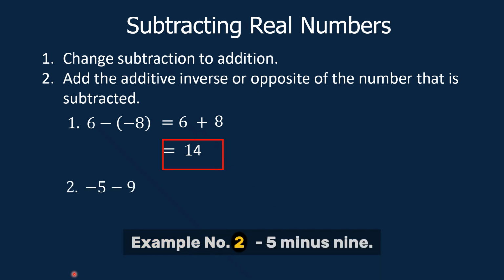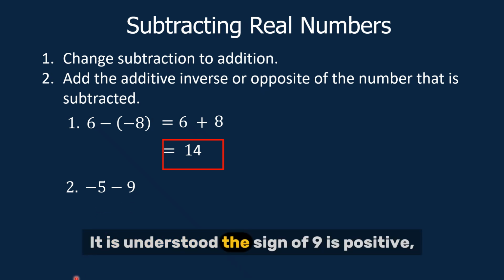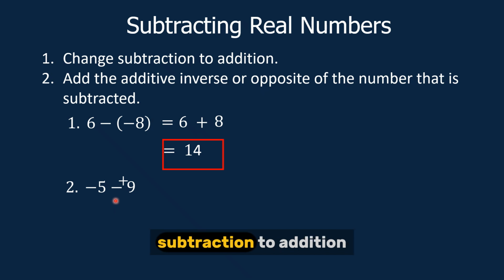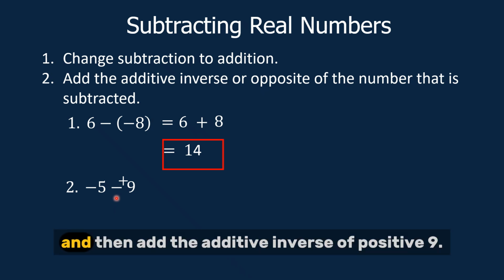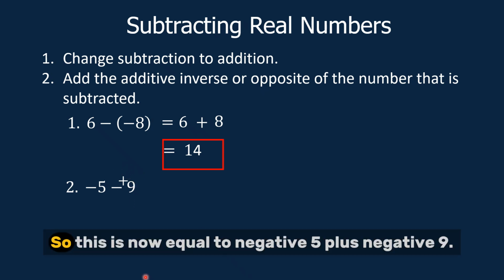Example number 2. Negative 5 minus 9. It is understood the sign of 9 is positive. So we are going to change the operation subtraction to addition and then add the additive inverse of positive 9. The additive inverse of positive 9 is negative 9. So this is now equal to negative 5 plus negative 9.